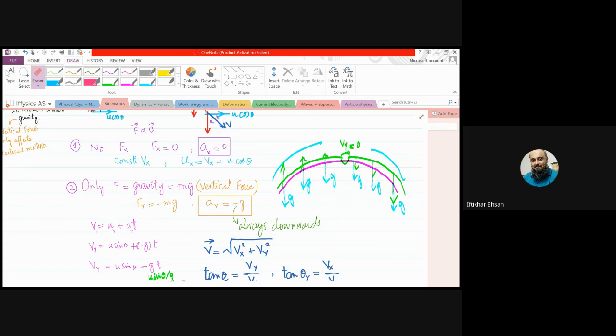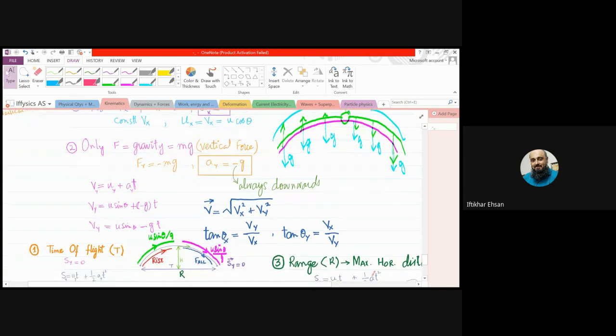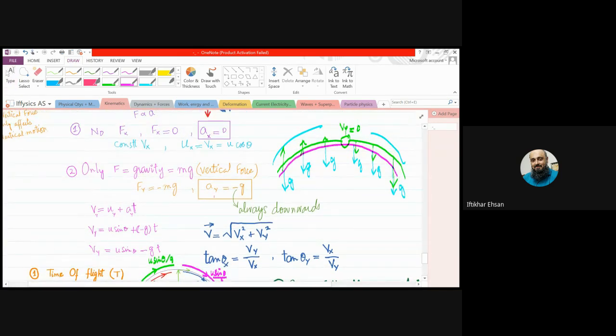Because the positive and negative are describing the directions. As the direction always stays downwards, so the sign always remains minus g. Can you keep it in mind? Whenever we are doing this, we are going to have g with a negative sign. Right? So now we said the vertical component is changing.